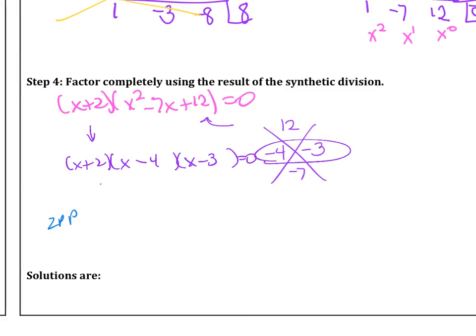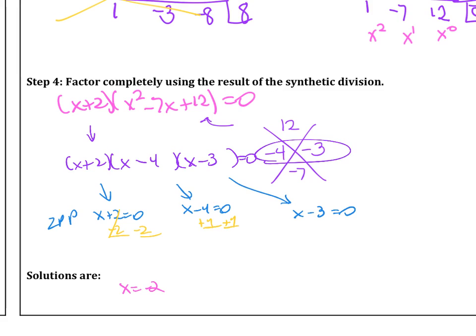Next, you do the zero product property. Set each piece equal to 0 and solve. So subtract 2. This one is x equals negative 2. Add 4, so x equals 4. And then we add 3, and therefore we know that's x equals 3.